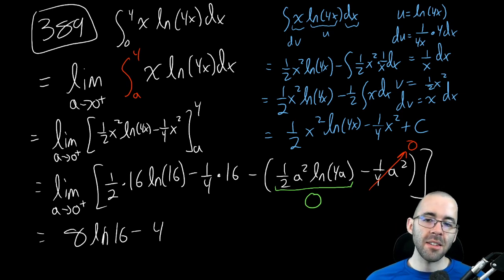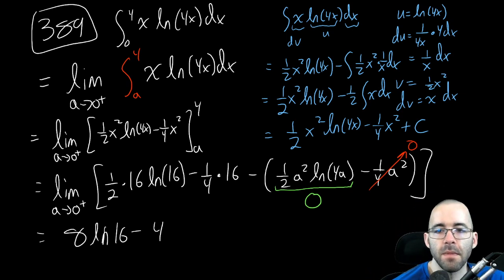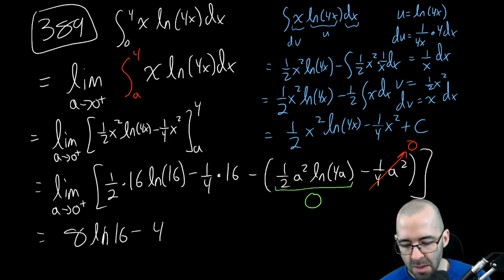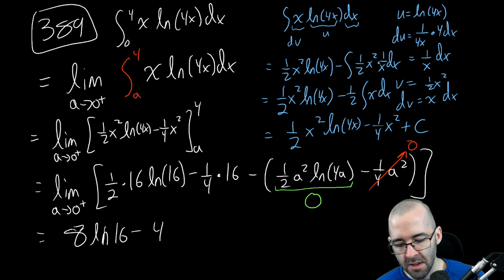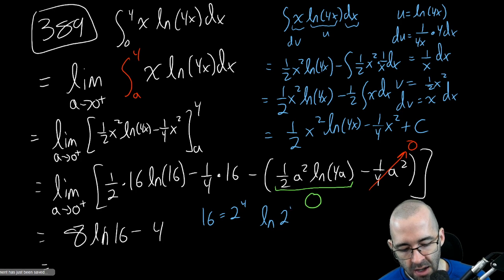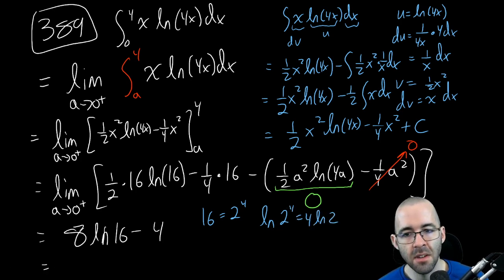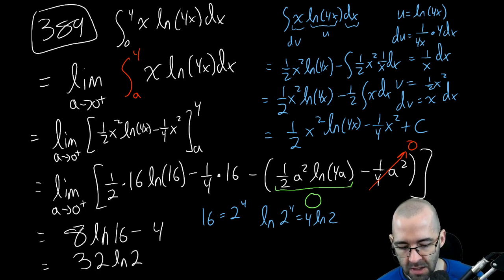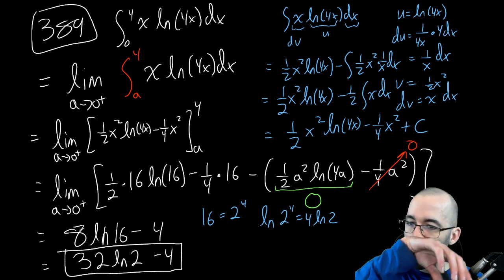Now I would ask that you simplify this. Okay, does the book simplify it? The book doesn't simplify it. That makes me sad. I would ask that you simplify this. This is the book's answer. But remember that 16 is 2 to the 4th power, and you can bring exponents out in front, right? The natural log of 2 to the 4th power is 4 ln 2. So with an 8 in front, 8 times 4 is 32. 32 ln 2 minus 4, I think is a lot cleaner. But it is what it is.